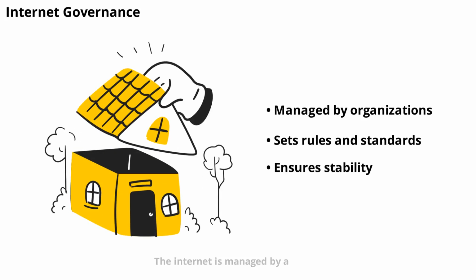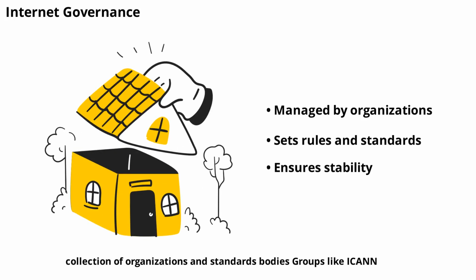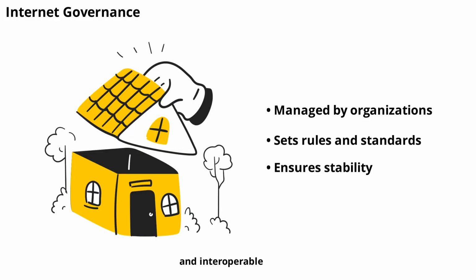The internet is managed by a collection of organizations and standards bodies. Groups like ICANN, IETF, and W3C set the rules for domain names, protocols, and web standards. This collaborative approach ensures the internet remains open, stable, and interoperable.